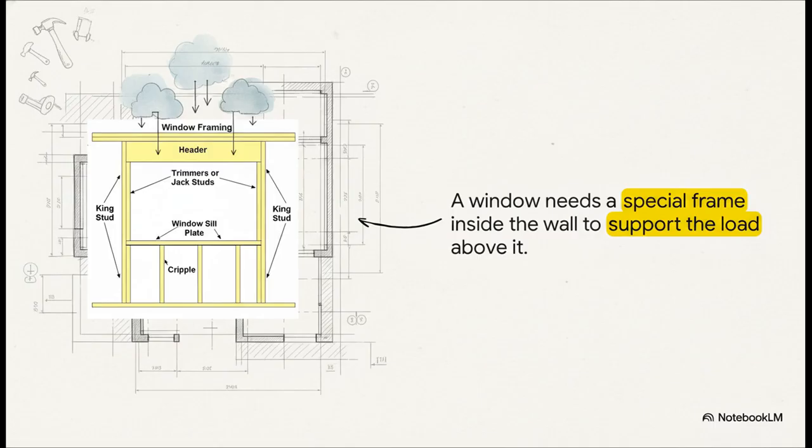Now this is a fantastic detail. You can't just cut a hole in a wall for a window, right? The wall above it would just collapse. So the drawings specify this special framing. See that thick piece right at the top? That's called a header, and its whole job is to carry the weight that the window opening interrupts. The plans tell the builder exactly how to build this little support system.